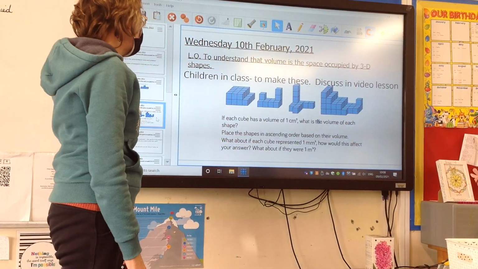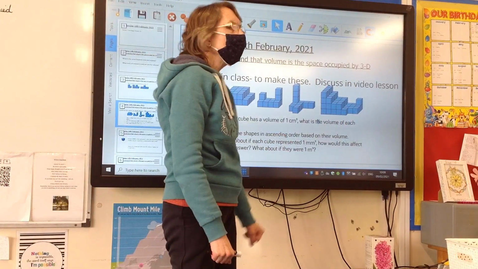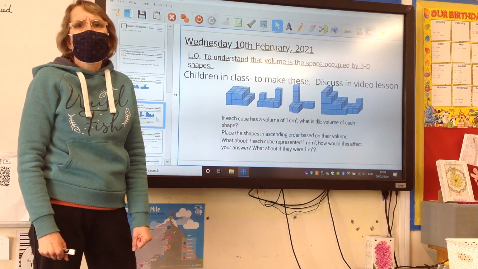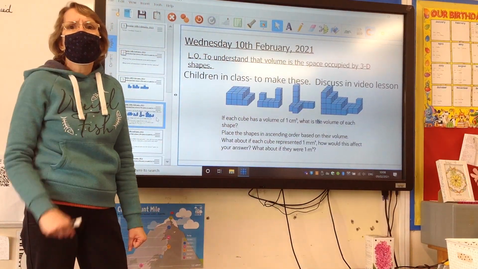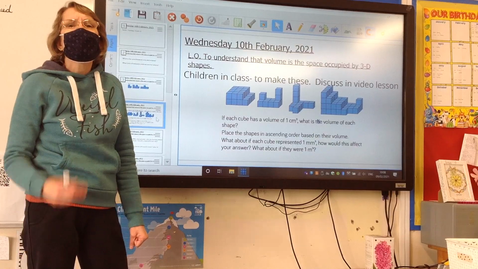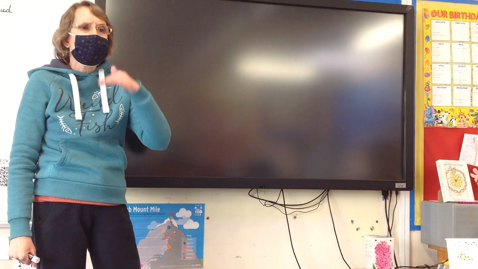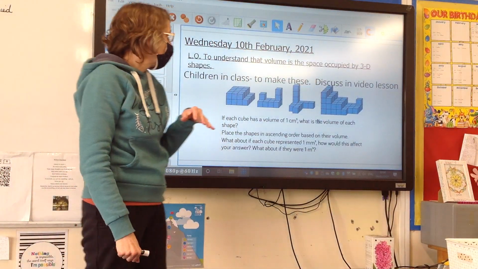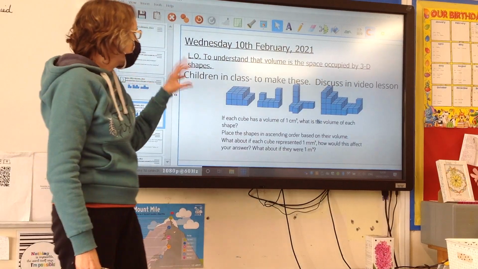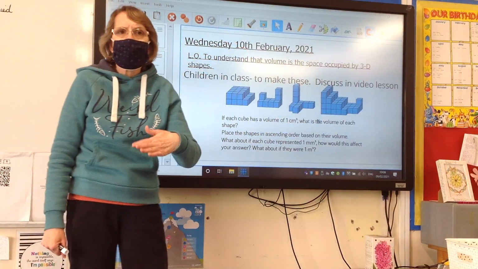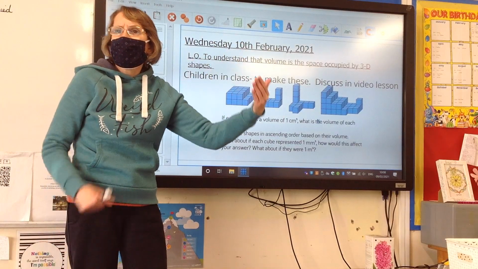Right, if we were to put those in ascending order, what would it mean? What does ascending order mean? Would it mean smallest to largest? It does, it means smallest to largest. It means going up in order, smallest to largest. So if the question said put it in ascending order, you'd start with the smallest, next biggest, next biggest, next biggest.